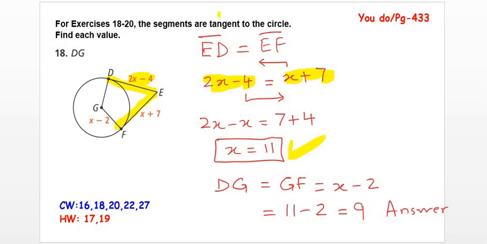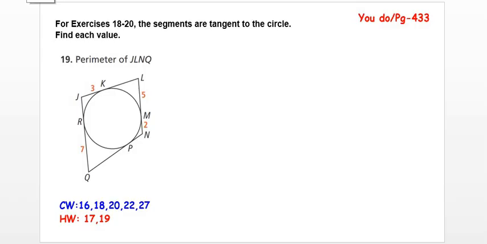Now the next step is this one, because they want us to find how long is DG. DG is the radius of the circle, same as GF is the radius of the circle. So we can say DG is equal to GF, and it is actually x minus 2. Substitute the value of x, that is 11. So 11 minus 2 will be 9. Is that clear?